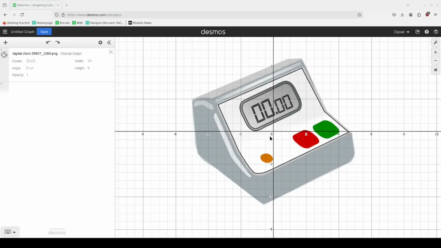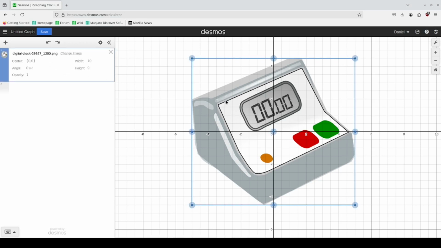Hey everyone, in this video I'm going to show you how you can use Desmos to graph digital digits similar to the one that I'm showing you up here. What I'm showing you is a reference image. This is not a graph. It is to show you what I'm talking about with the digits in here.